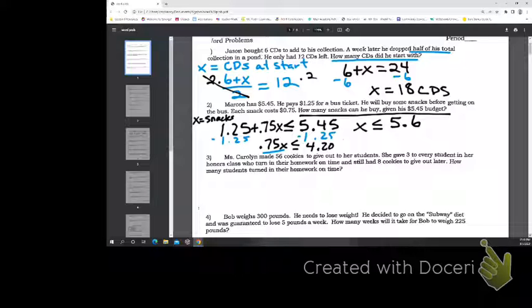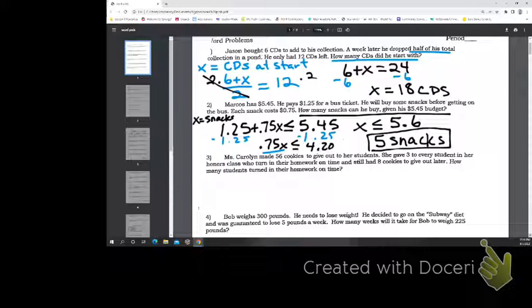So notice also the inequality. I said x is less than this number. So he can actually only buy 5 snacks, which would cost him $3.75. He would need $4.50 to buy 6 snacks.